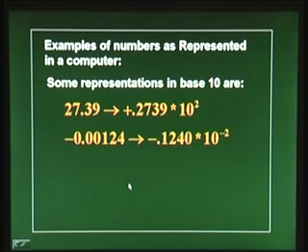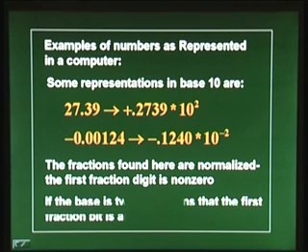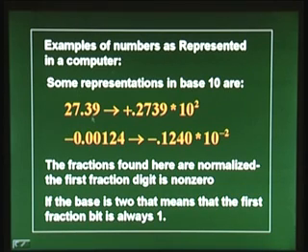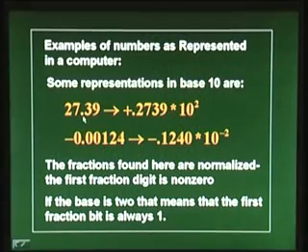Okay, so let's look at some examples. Here are some examples of numbers with base 10. As I said, we use base 10 because we are more familiar with it. So 27.39 is a real number, a floating point number. How is it actually stored on the computer? Let's say we have a base 10 computer, just imagine. Then it will be stored in the normalized floating point representation as 0.2739 times 10 to the power of 2.